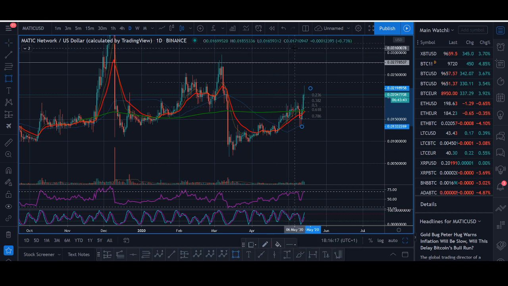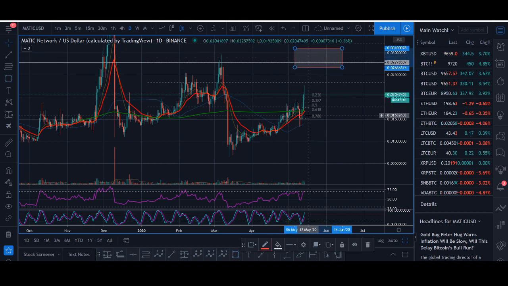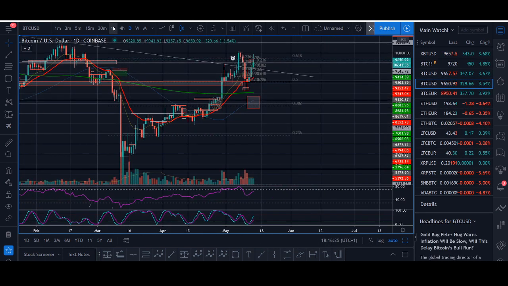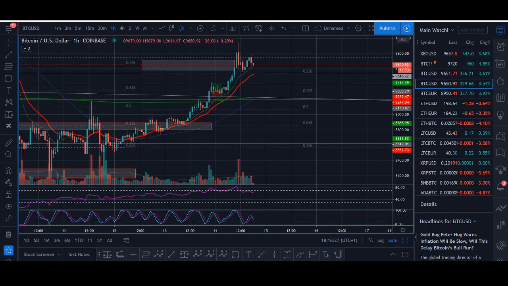We'll see if Matic can get to this level. If we get back below the red moving average, I probably won't be holding. And make sure you always keep an eye on BTC, guys. Whatever Bitcoin does, everyone else follows, so make sure you keep your eye on BTC.